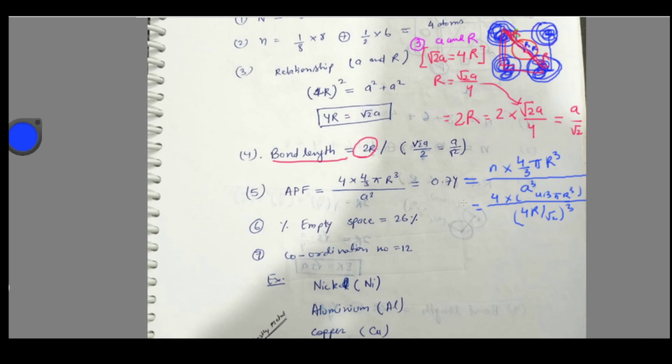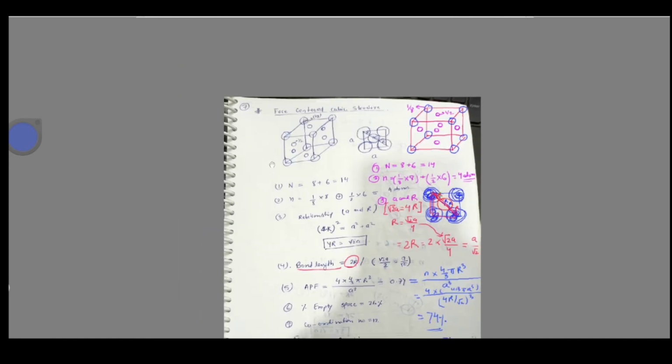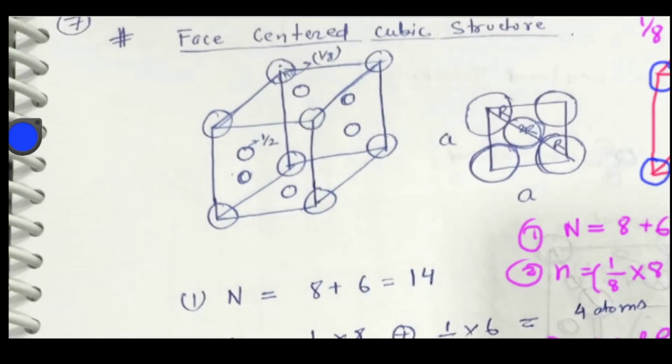So 74% of the cube is filled with atoms, and the remaining part is empty. So the empty portion is 100 minus 74, that is 26% of the face centered unit cell is empty, and the coordination number for this is 12, meaning 12 neighboring atoms. See here, for this, the coordination number is 12.